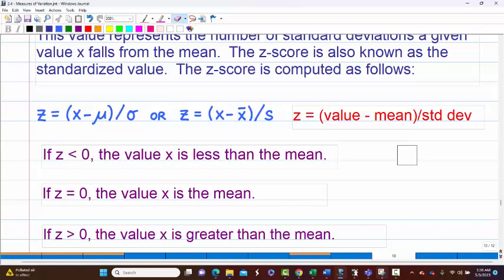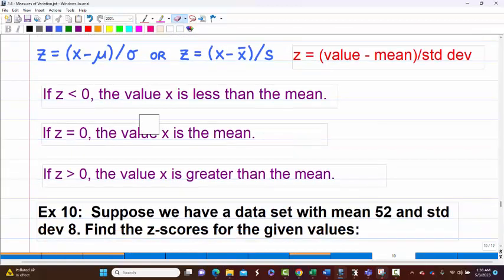But these are going to have decimal answers. It could be 1.3 standard deviations above the mean. Negative 2.4 means 2.4 standard deviations below the mean. So if your z is negative, that will indicate your value is less than the mean. If z equals 0, the value is the mean. Z greater than 0, your value is greater than the mean.